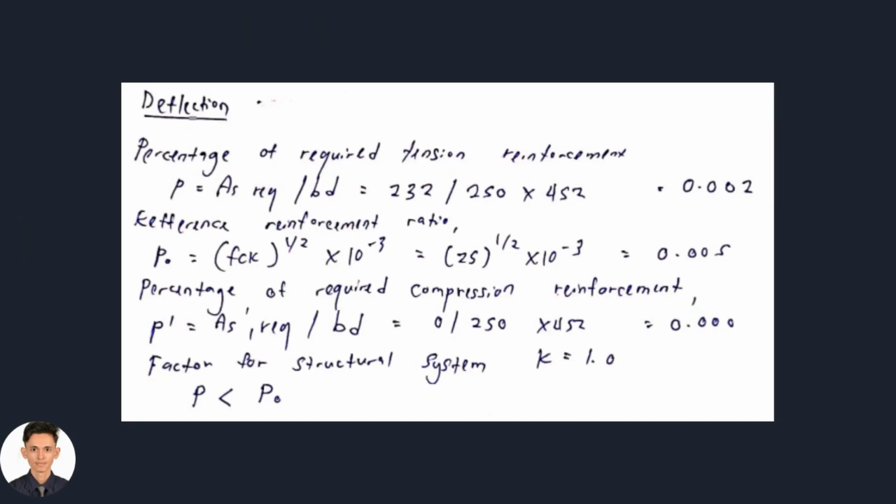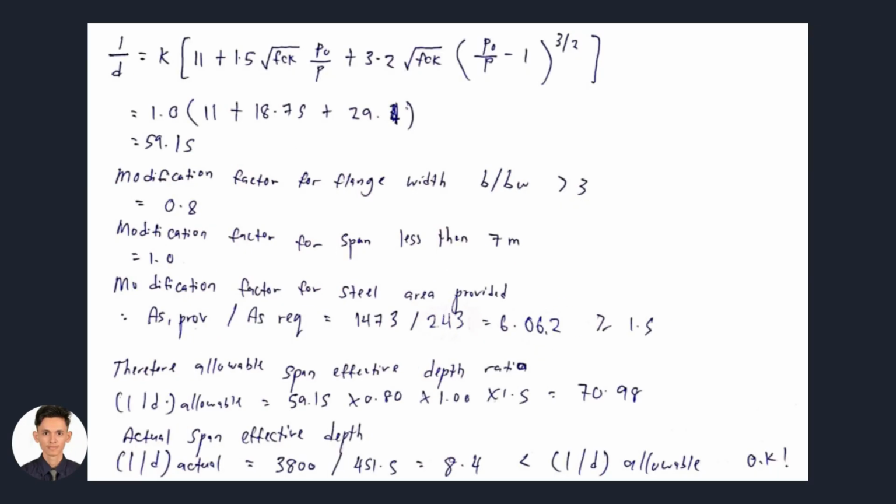Next, I want to present the deflection checking for my design. The percentage of required tension reinforcement is 0.02. The reference reinforcement ratio is 0.05, and the percentage of required compression reinforcement is 0. So based on the deflection checking for my design, I got allowable span effective depth ratio of 70.98, and the actual span effective depth is 8.4, which is below the allowable span effective depth ratio. So the design is okay.